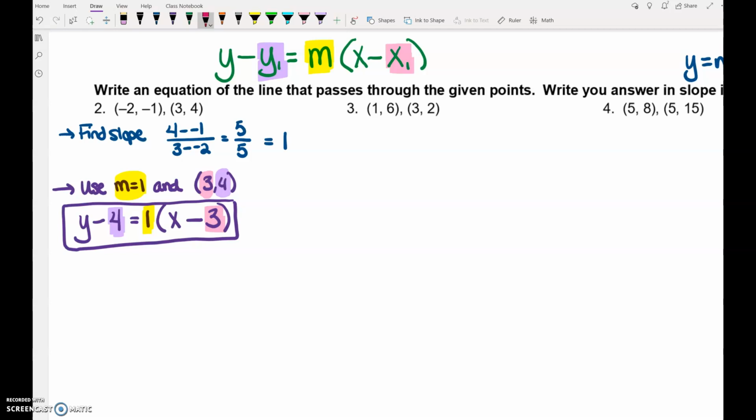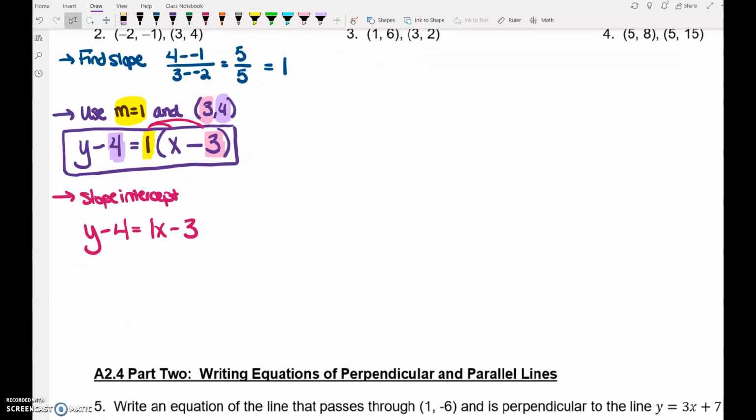To change this into slope-intercept form, we basically need to distribute the slope and then get y by itself. So our last step is going to be to write it in slope-intercept form. And we do that by distributing your slope. So 1x minus 3. It's okay to put the 1 in front of the x. However, you don't need it. So if you don't put that 1, it's fine. And then add 4 to both sides to get y by itself. Y equals 1x, or just x, plus 1.